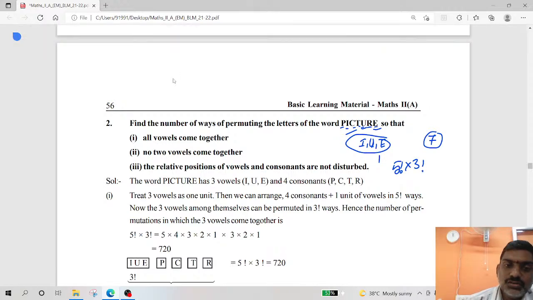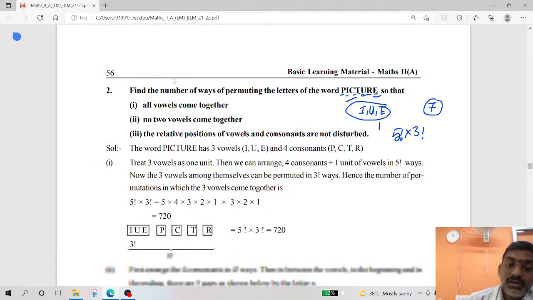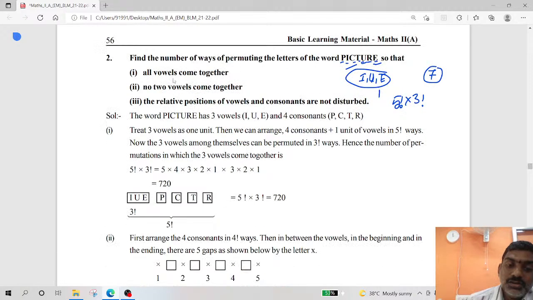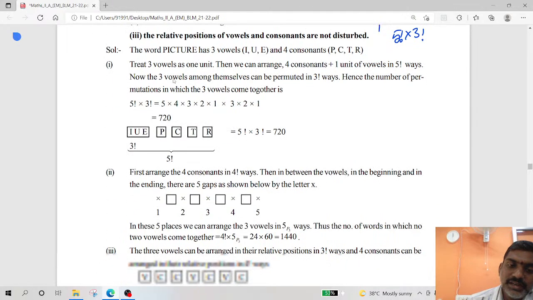Next one is no two vowels come together. No two vowels come together means, all vowels come together is already done. Now, no vowels come together: first, consonants you can arrange in 4 factorial ways. In the remaining gaps you can place this IUE. How many gaps are there? 5 gaps are there. In 5p3 ways we can arrange.